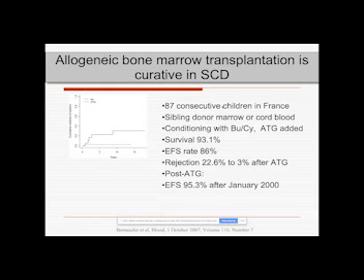And this was just a graph that looked at that. You can see the differences before and after using ATG.